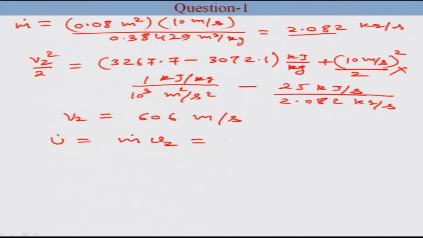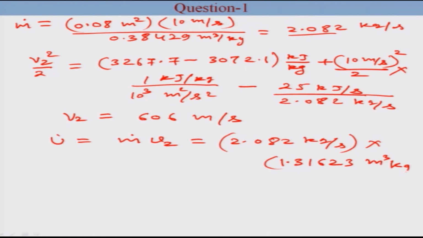So after putting these values here, 2.082 kg per second into 1.3162.3 meter cube per kg, from here we get volumetric flow rate V dot equal to 2.74 meter cube per second. Okay, so moving to the next question.